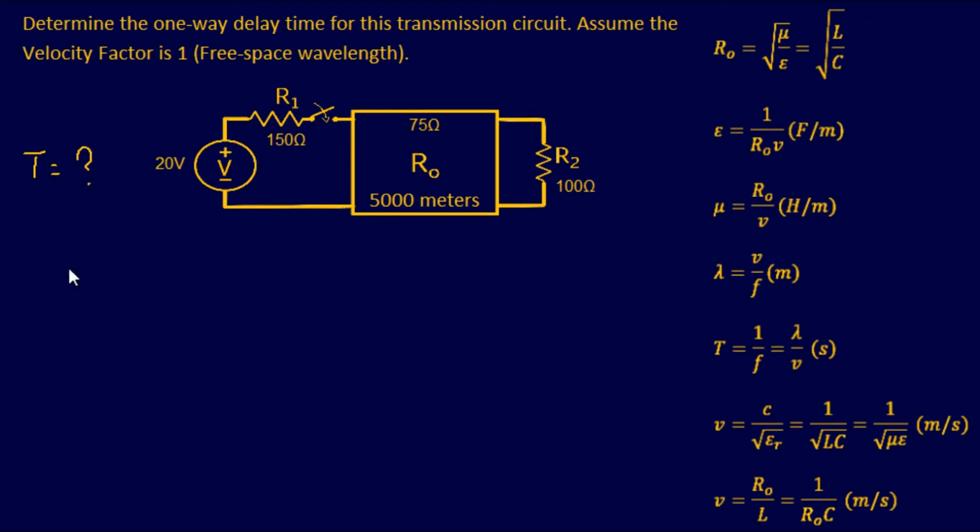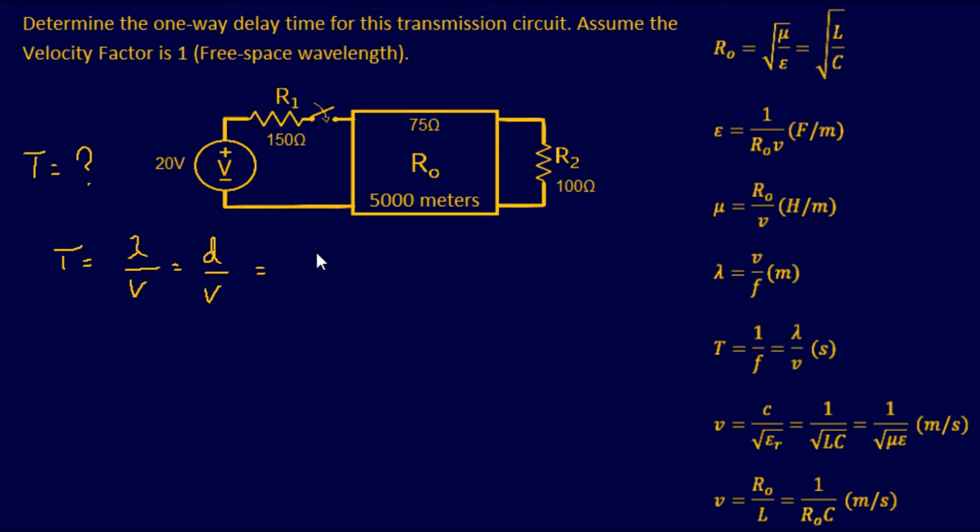All right. Well, let's see what we have. We have our voltage, we have resistance, we have the characteristic impedance, and we have the distance. Well, for this one, all we're going to need is the distance, just to determine time. And to our right, we have our equations. Time equals 1 over frequency, and equals the wavelength over the velocity. And I think that's the one we're going to use. So we're looking for t equals wavelength over velocity, or in this case, distance over velocity.